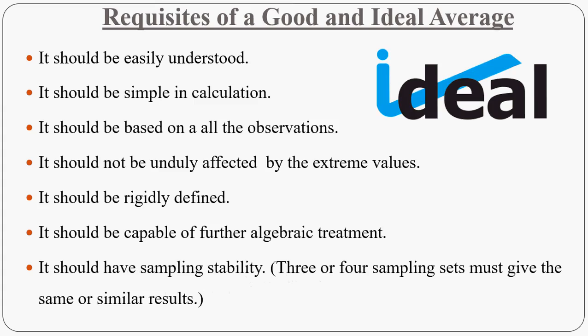And also it should have sampling stability. Three or four sampling sets must give the same or similar results. So this is with regards to the requisites of a good and ideal average. So I hope this information is clear.